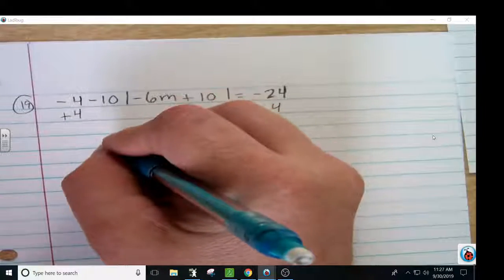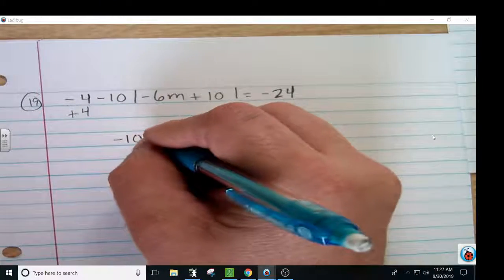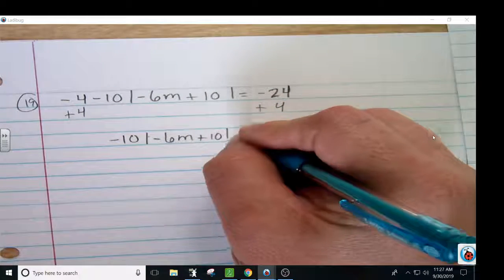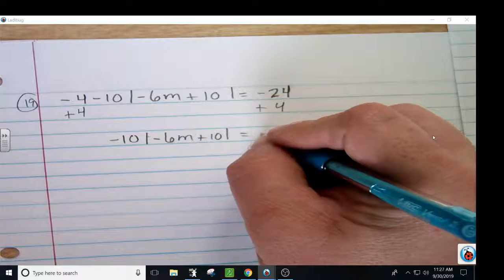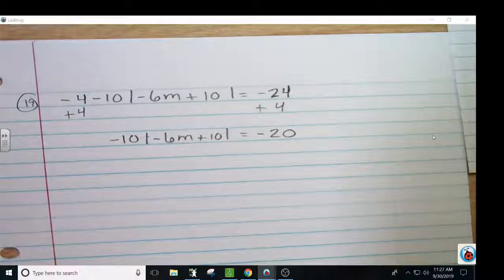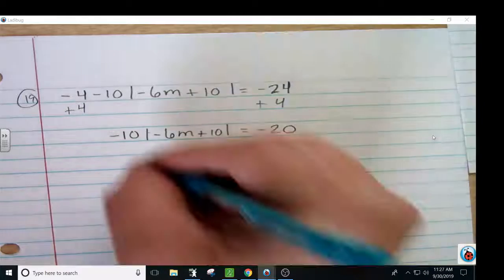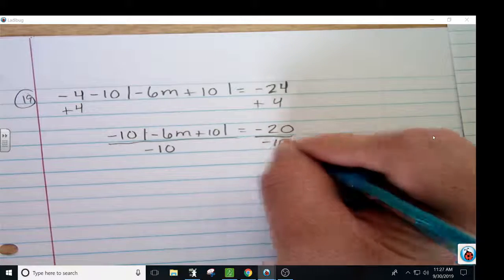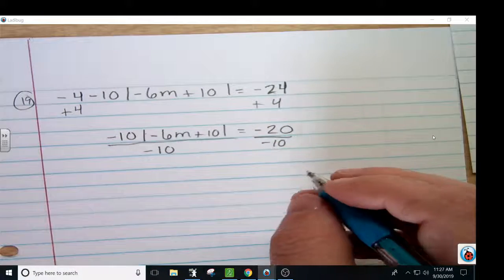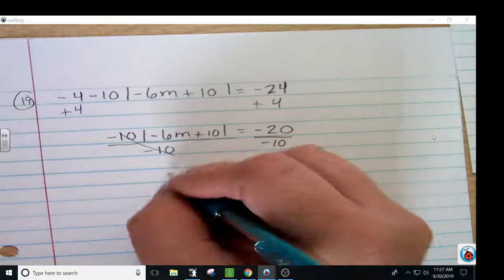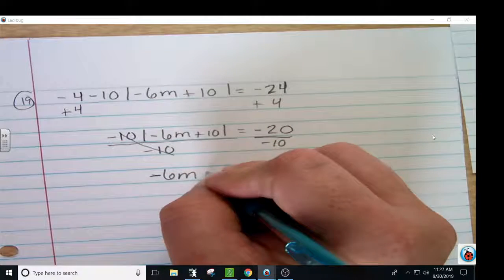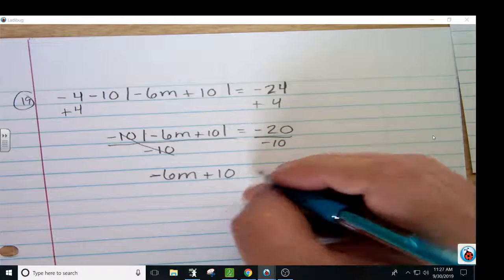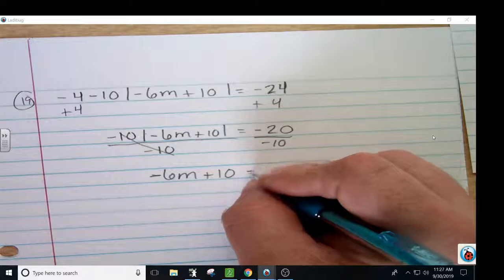So, guys, what that gives me is negative 10, absolute value negative 6m plus 10 equals negative 20. Then you're going to divide by negative 10. Guys, do you ever distribute here? No, don't distribute. The answer is going to be a 0 there. Equals 2.